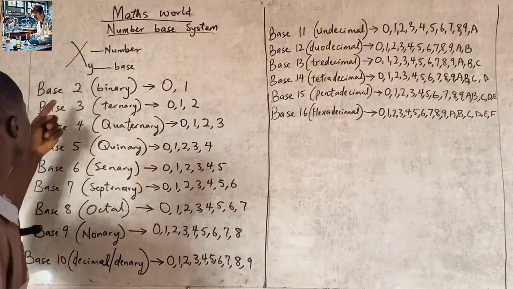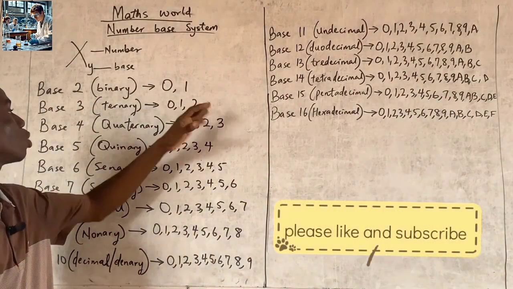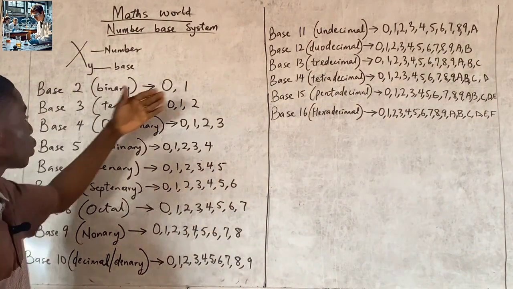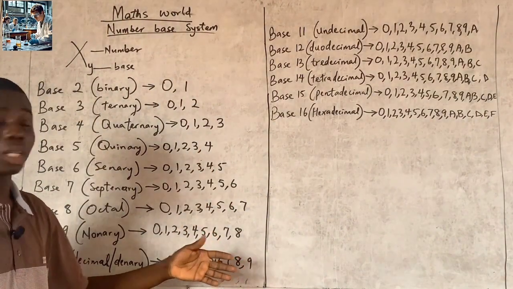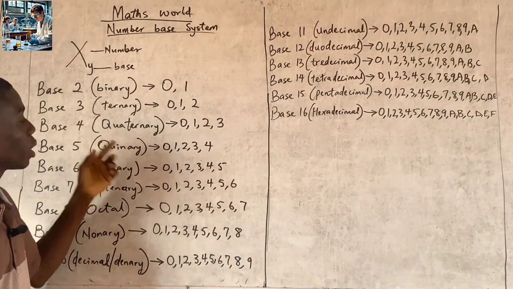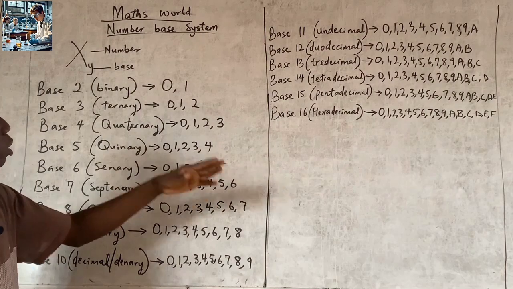Okay, now base 2, which is also called binary, and the numbers contained inside are what? 0 and 1. Base 3, ternary: 0, 1, 2. You can see each number that must be inside it is a number less than that base. You can see them, from 2 to 16.